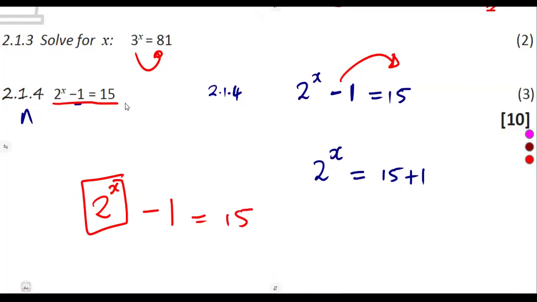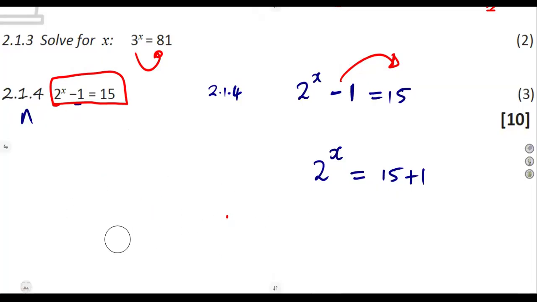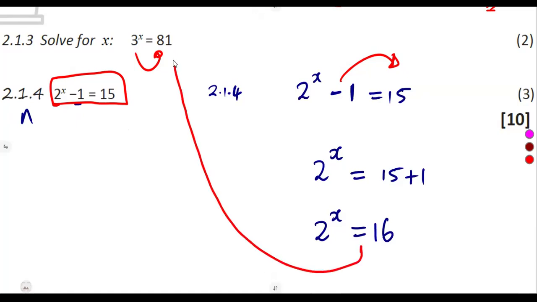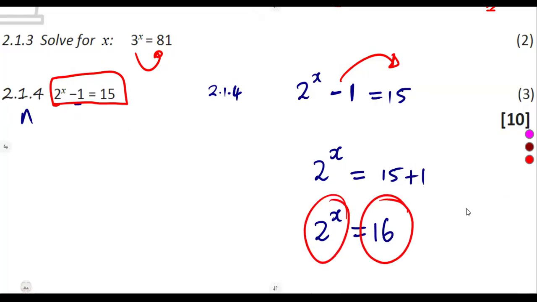So properly see the question that you're given so that you can properly solve that question. All right? There was going to be a difference if it was -1 on the exponent. Anyways, 2 to the exponent of x is equal to what? If we add, that's a 16. Are we seeing that this question that we have is the same as this one, 2.13? 3 to the exponent of x is equal to a certain number. 2 to the exponent of x is equal to a certain number.